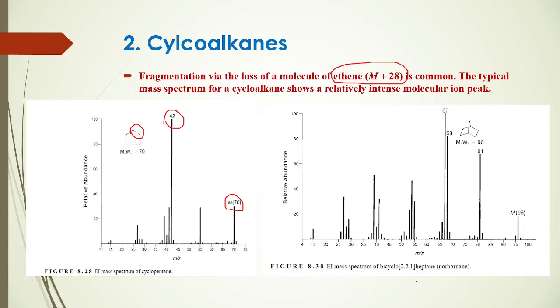Similarly, in the next example of the bicyclic norbornene system, if we remove the ethene from our molecule, we get the base peak over here at 68, and the molecular ion peak over here at 96. So this is a typical fragmentation for the cycloalkanes. We are not going to break the molecules in a random way, but we will follow the typical pattern for each and every kind of functional group.